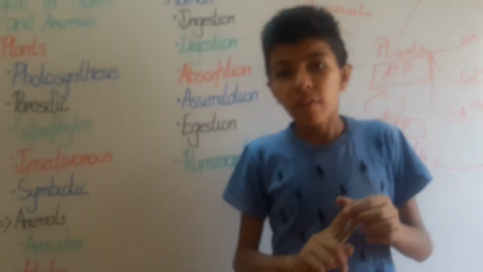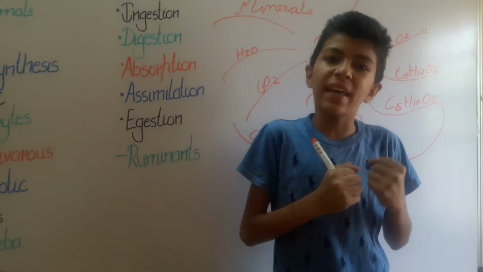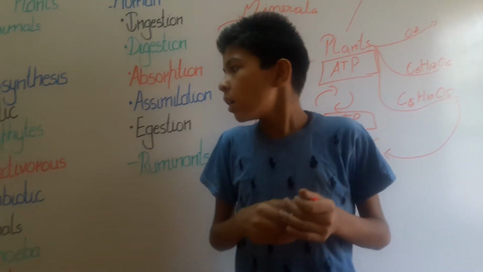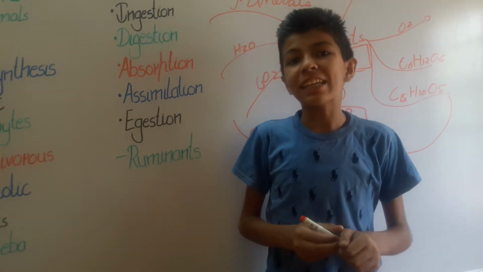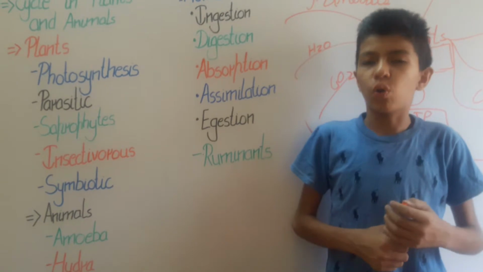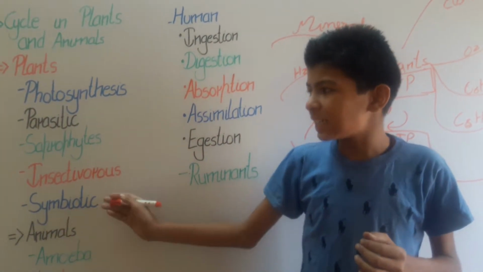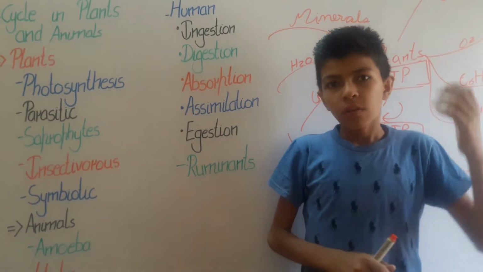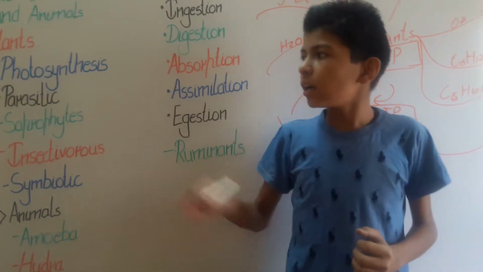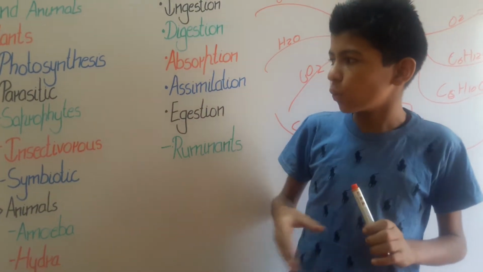Then partial parasites are green in color, so they take nutrition from it and have chlorophyll, they can make their own food. But the complete parasite does not have the chlorophyll, so they totally depend on the host plant. Examples of the complete parasites are the cuscuta, and the partial parasite is a mosquito.